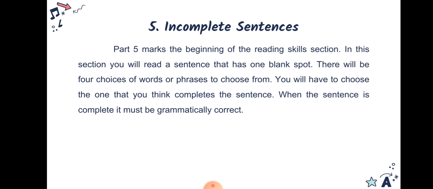5. Incomplete sentence. Part 5 marks the beginning of the reading skill section. In this section, you will be read a sentence that has a blank spot. Then there will be 4 choices of word or phrase to choose from. You will have to choose the one that you think completes the sentence. When the sentence is complete, it must be grammatically correct.